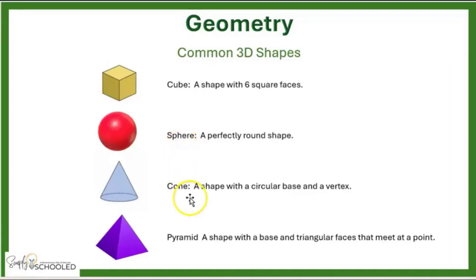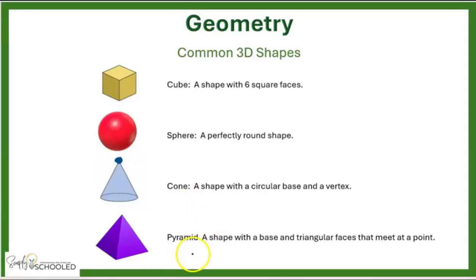The next is a cone. It is a shape with a circular base and a vertex. That means this has one vertex right up here at the very top point. This can sometimes be looked at as like a party hat. A lot of times at parties you wear these hats that look cone-shaped.